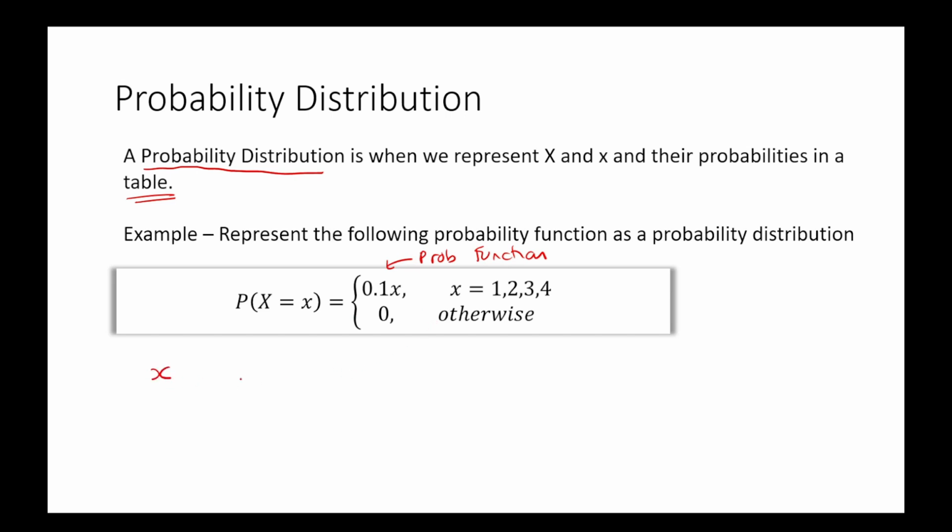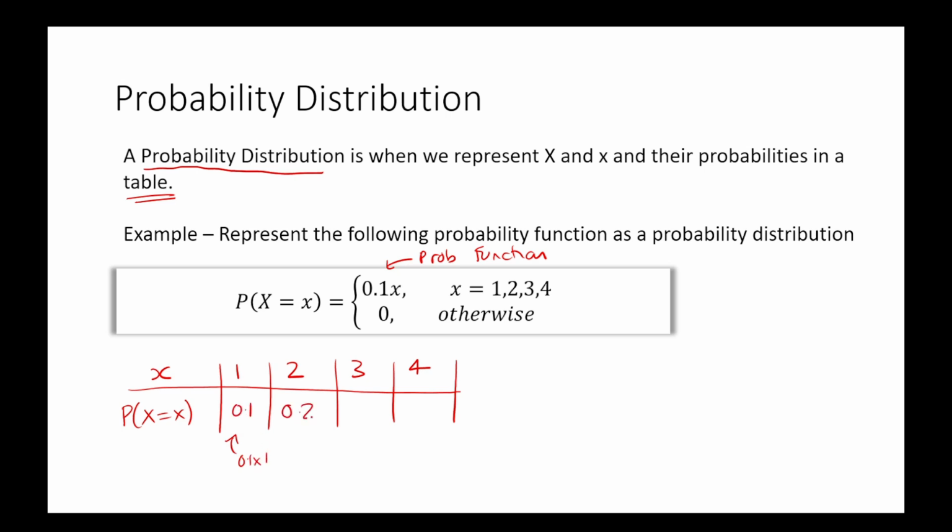So here I can have X values of 1, 2, 3, and 4, and here I have the heading of probability of X equals x, and what I'm actually going to do is write down the probabilities just purely in a table. So here, this is going to be where 0.1 times 1, so that's 0.1. This is going to be 0.2, this is going to be 0.3, and this is going to be 0.4. And again, how I've calculated those numbers is by substituting the x values into its probability function. And this table is what we call the probability distribution.